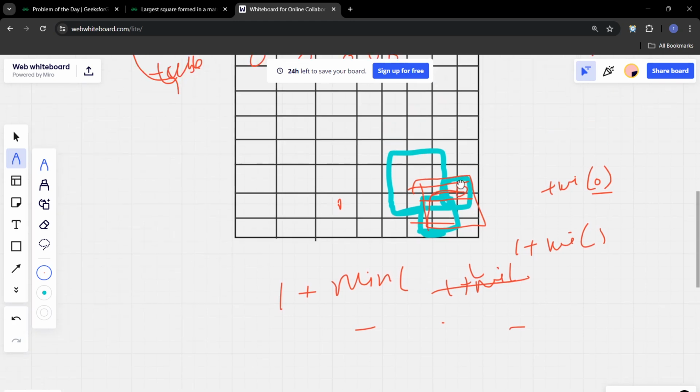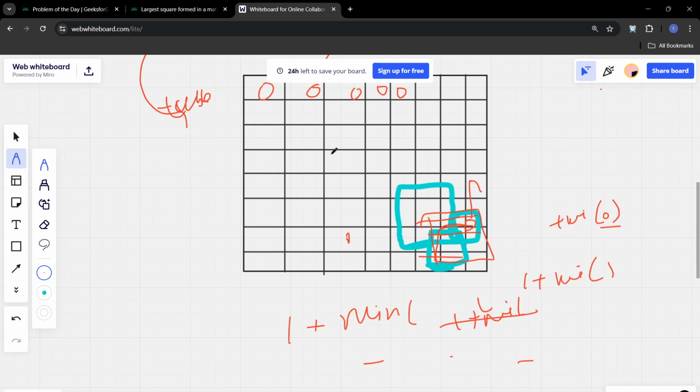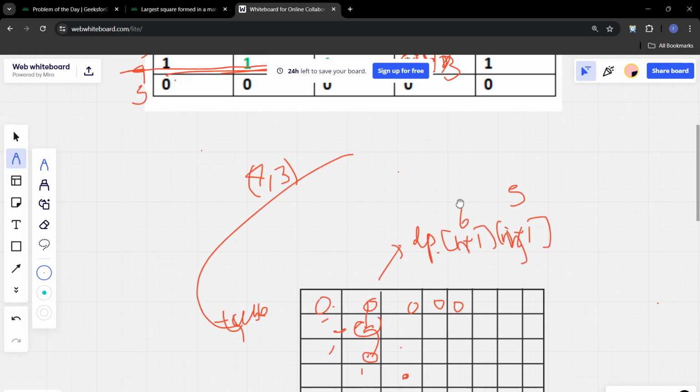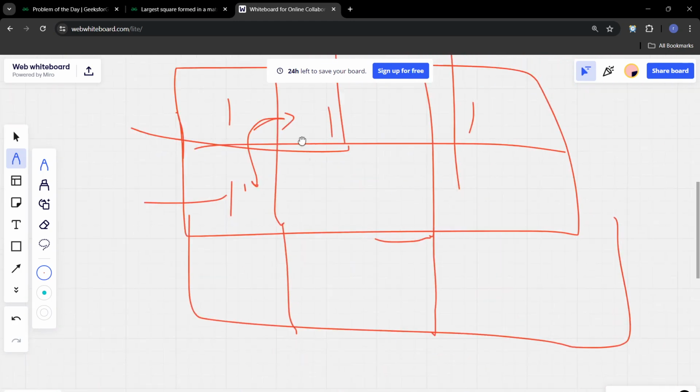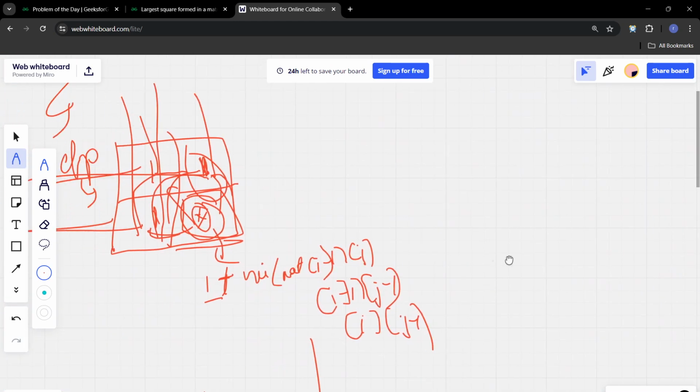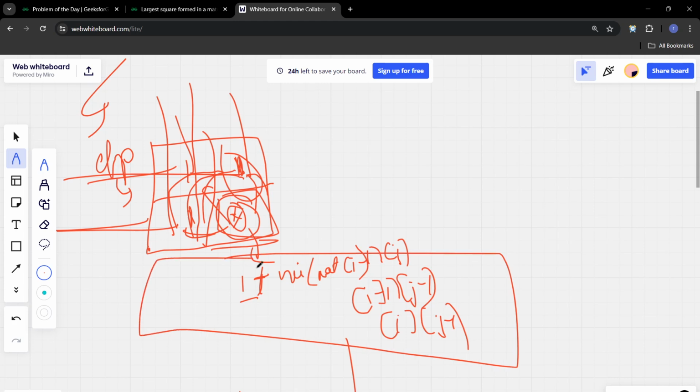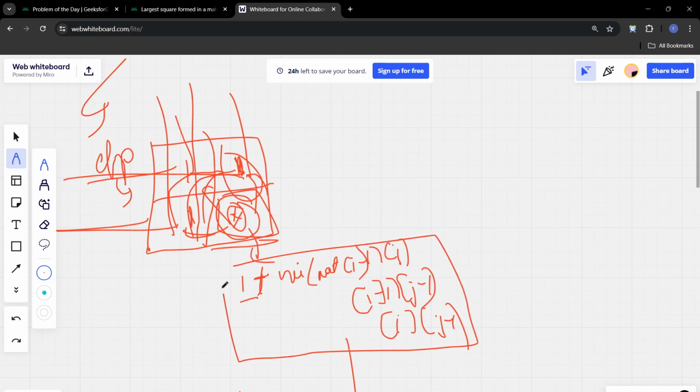How are these three formed? These three are formed from the values above, right? This one is formed from these three. This will be formed from these three. This will be formed from these three, right? So everything is recursive, guys. I think you're understanding my point. So the basic recursive relation is this: 1 plus the minimum of matrix[i-1][j], [i-1][j-1], [i][j-1].